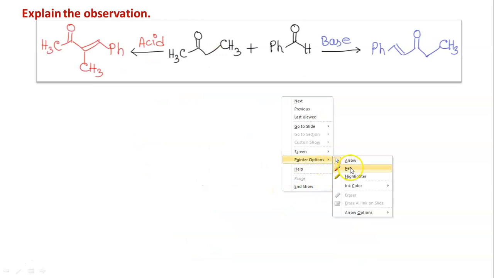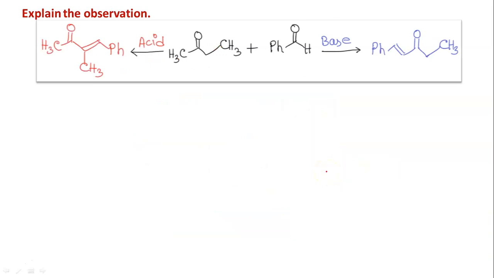Now we have some problems. Explain the observation. Here we have taken this unsymmetrical ketone compound, and the other molecule is an aldehyde, and here we do not have any alpha hydrogen. So the enol, that is the nucleophile, can be formed only from the ketone compound. Suppose this is A, this is B. So our nucleophile, that is the donor, will be generated only from A, because B is non-enolizable.